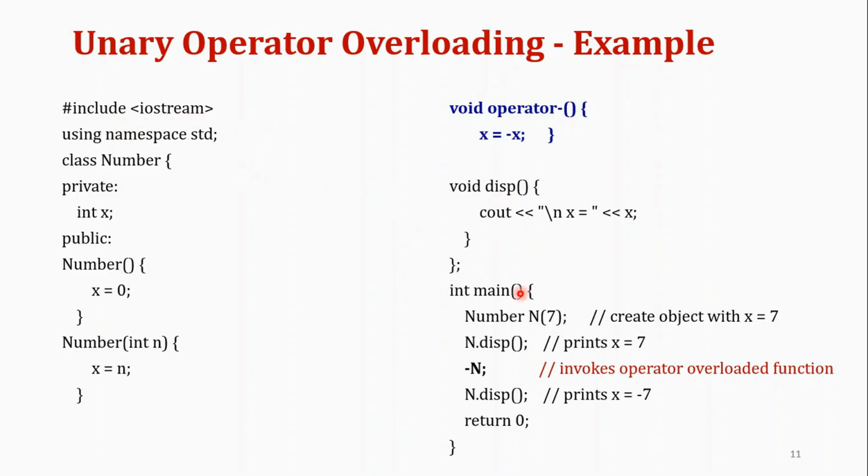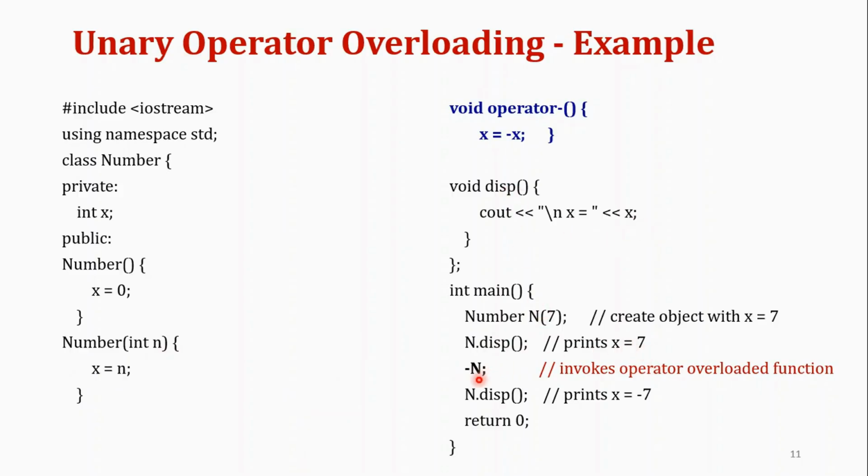And coming to the main function, I'm creating the object by the parameterized constructor. So n of 7. So n is the object, 7 is the integer. So this parameterized constructor will be called and 7 will be assigned to n. For the object n, x value will be 7. Okay. So after that, I'm calling n.display. For the n object, this function displays the x value, which is 7.